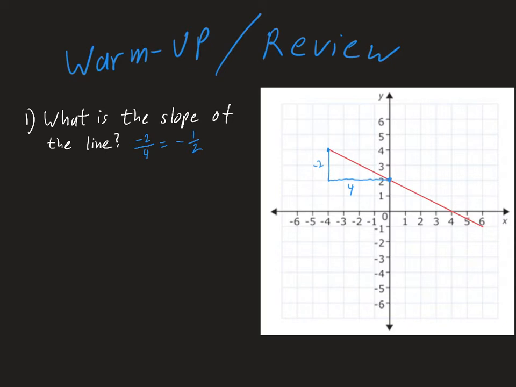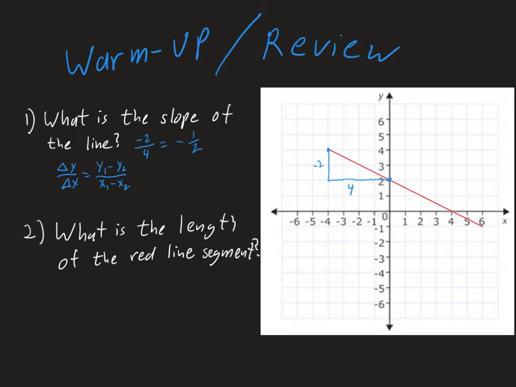So the formula for this could be the change in y over change in x, or you often see it as y1 minus y2 over x1 minus x2. Okay, the next question is, what is the length of the red line segment? So I'm going to start by marking the 2 endpoints, listing the vertices. So negative 4, 4, and 6, negative 1.